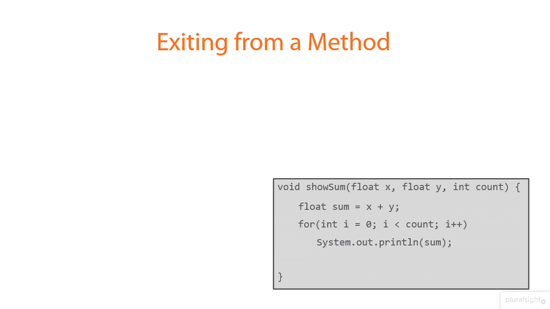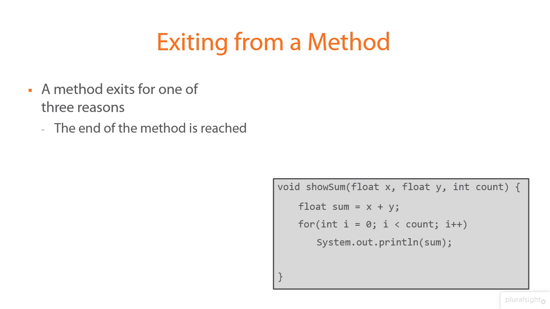Looking at that method we created in the last clip, we call into the method, it runs until it's done, and then it exits. Well, there are actually three reasons a method will exit. One is that it reaches the end of the method, which is the case in our showSum method here. You can also put a return statement in to indicate that you want it to exit. And there's a third scenario, which is when an error occurs.